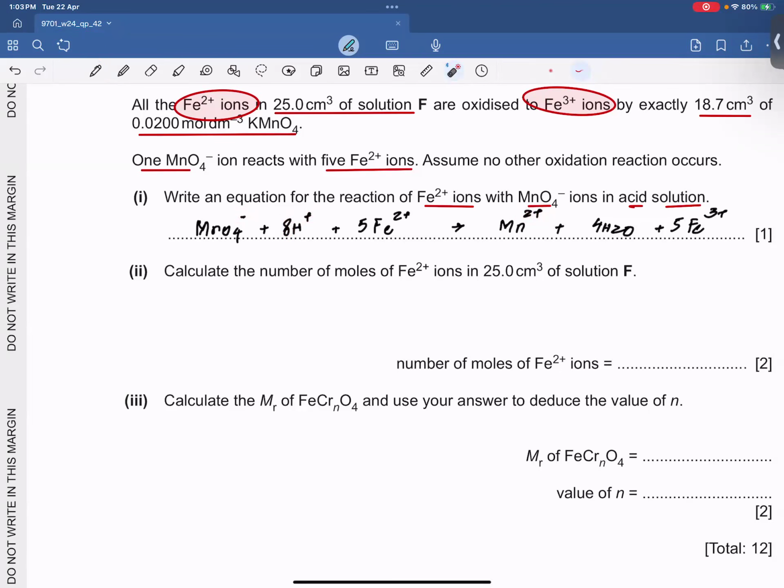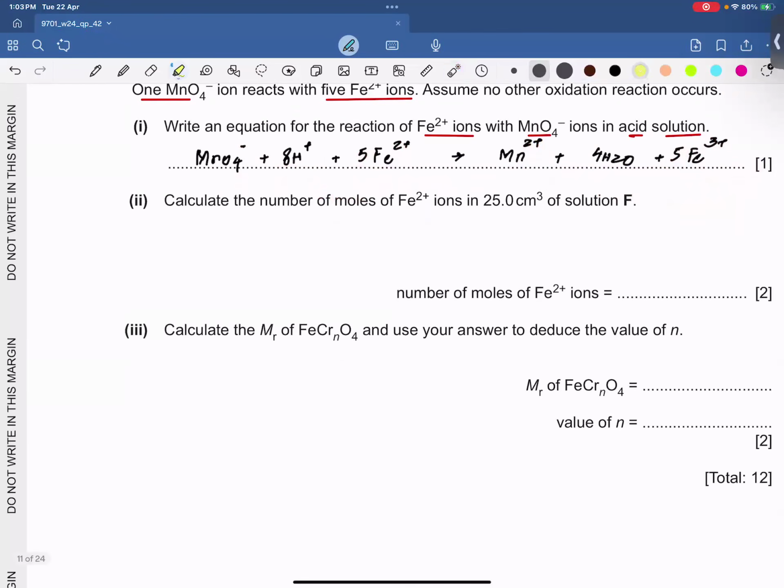Now look at the charge. 5 times 2, 10 plus, and 8 plus, 18 plus, and minus 1, 17 plus. Look at the charge here. 5 times 3, 15 plus, and 2 plus, 17 plus. So the charge on both sides is balanced, which means it's a balanced chemical equation. Calculate the number of moles of Fe2+ ions in 250 cm cube of solution.